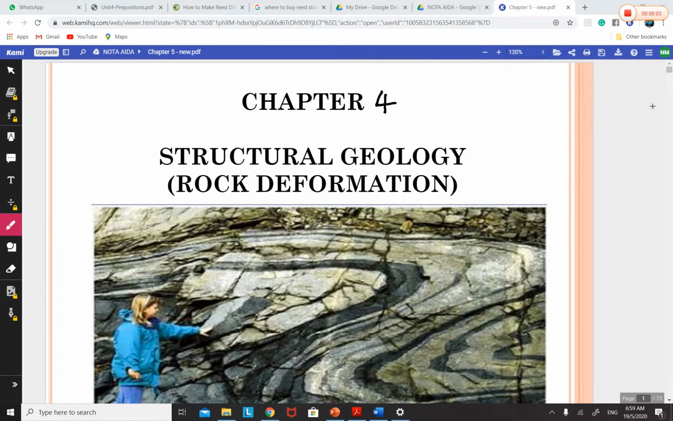Bismillahirrahmanirrahim. So for this week, we will continue with chapter 4, Structural Geology, or rock deformations.